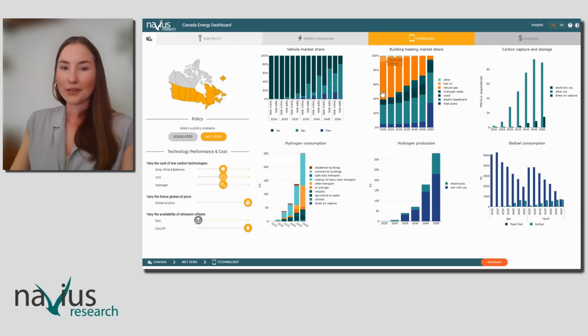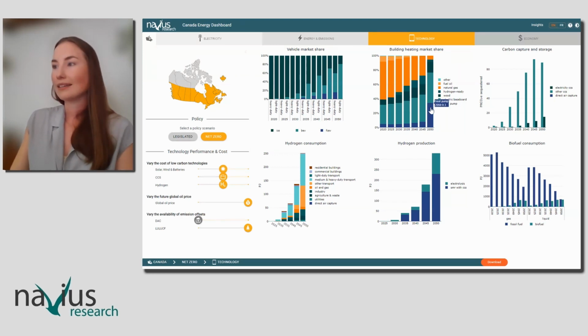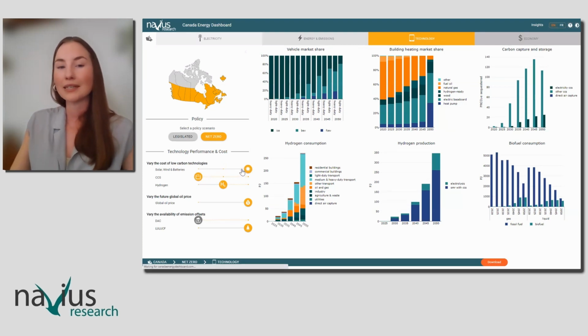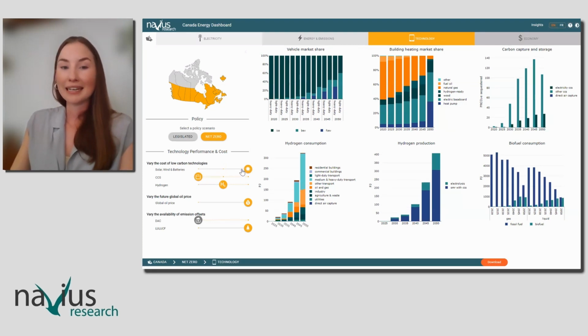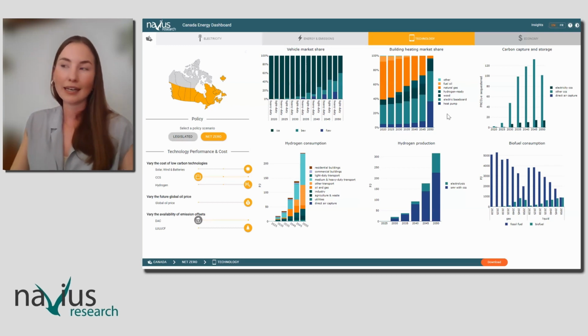In this scenario, you can also see that natural gas furnaces are reducing to 10% of market share in 2050, while electric heat pumps are increasing to 30% of total market share in 2050. And again, we can play around with these technology cost assumptions to see what they do to building heating market share. In this case, we find that the results are not as sensitive to technology cost assumptions. So this result of declining heating from natural gas and an increase in electric heating is consistent across most net zero scenarios.